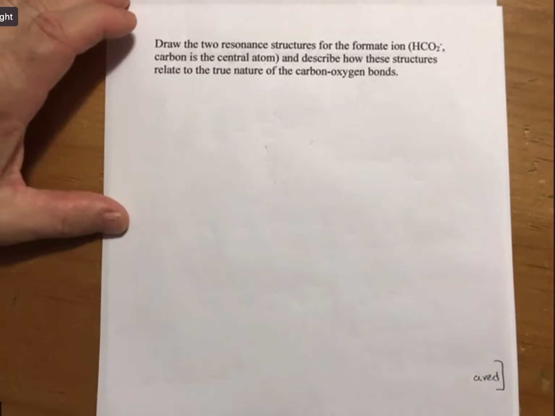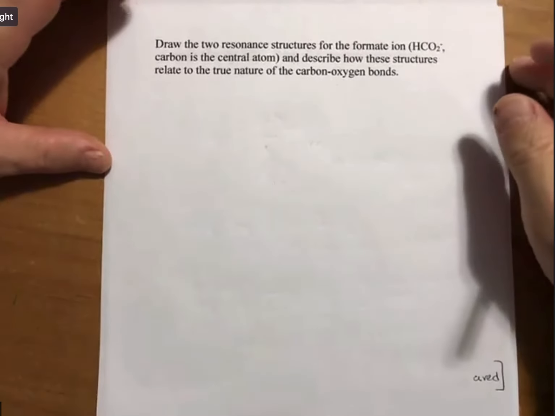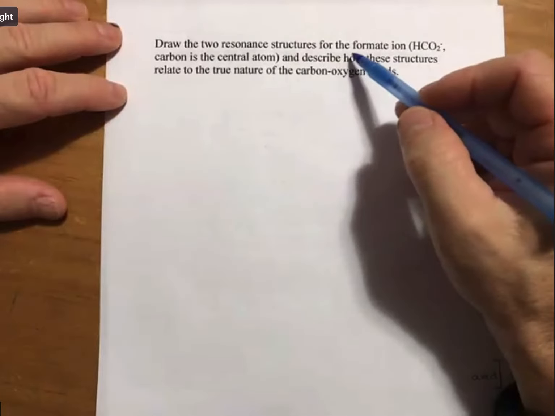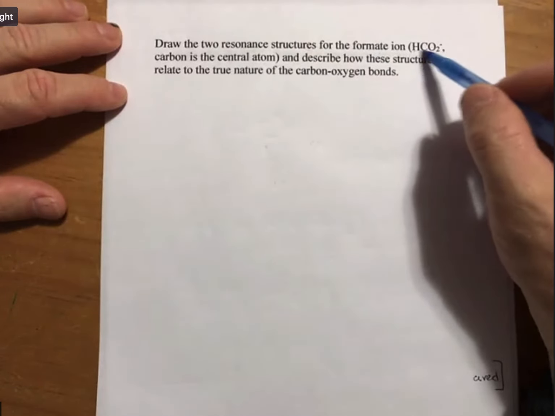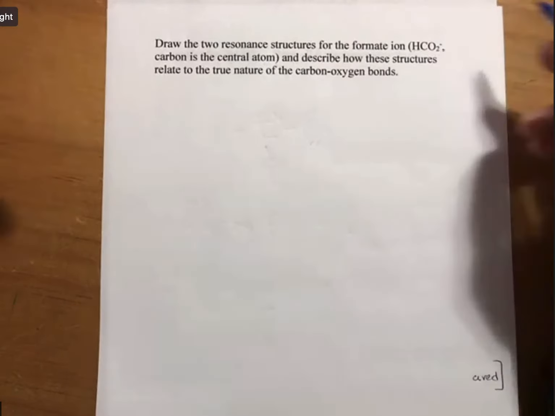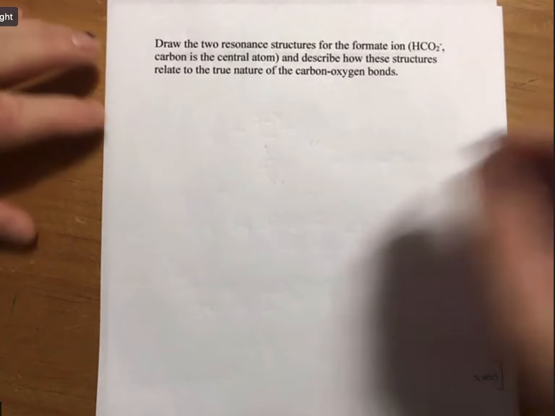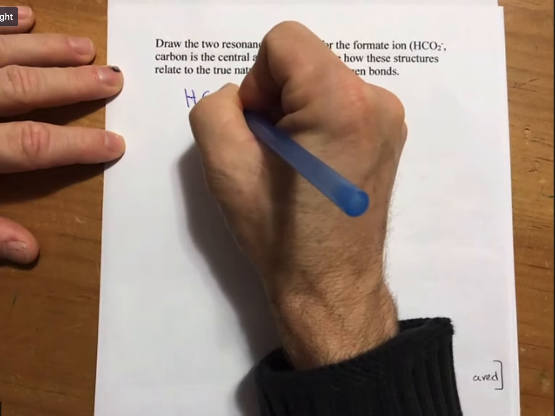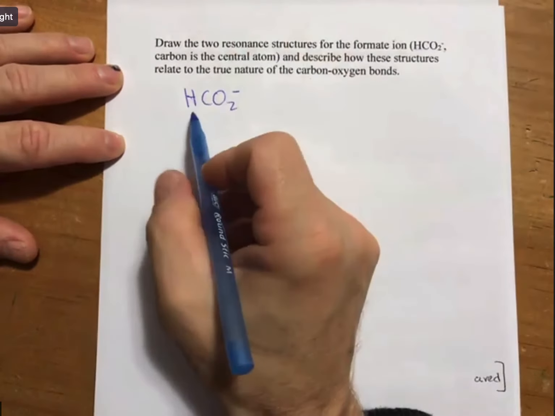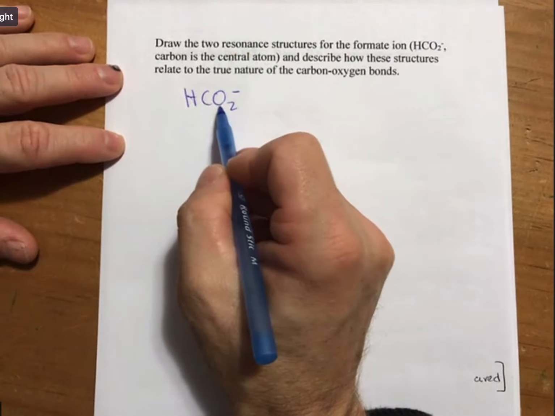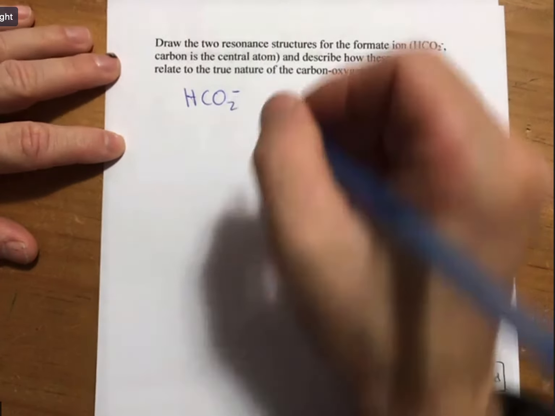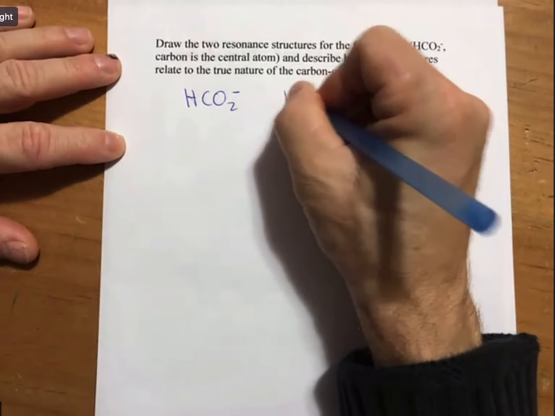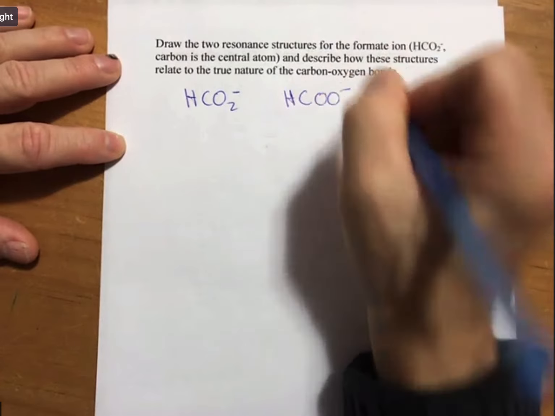Tackle the idea of resonance. Resonance structures are, well, let me draw the Lewis structure first, and then we'll talk about resonance structures. So this is HCO2 minus, and another way of writing this would be HCOO minus.